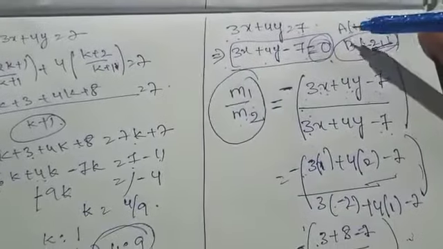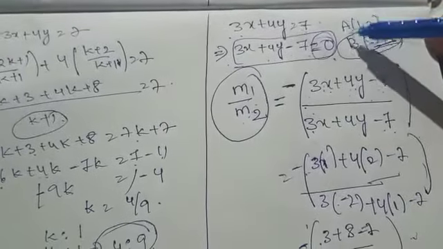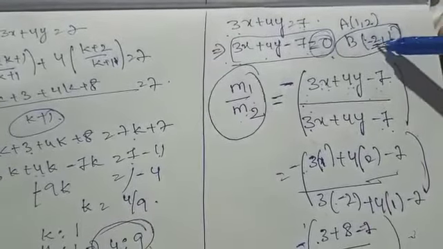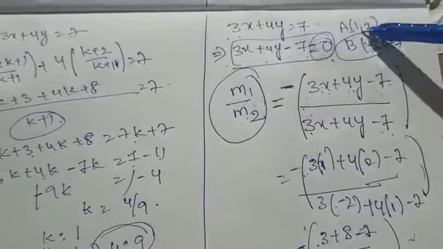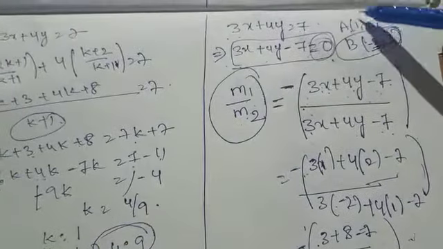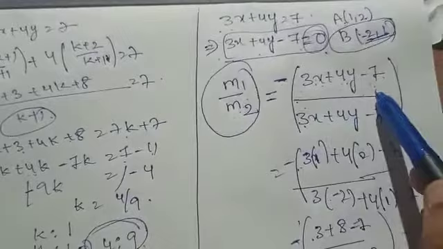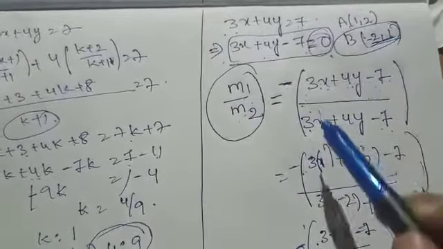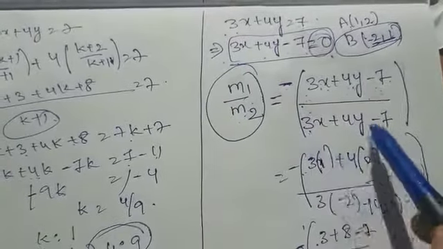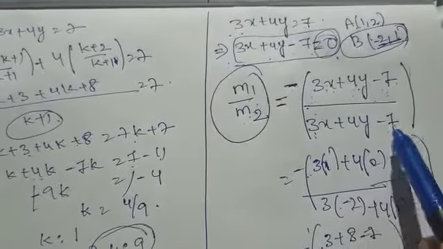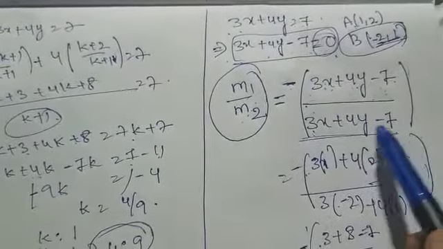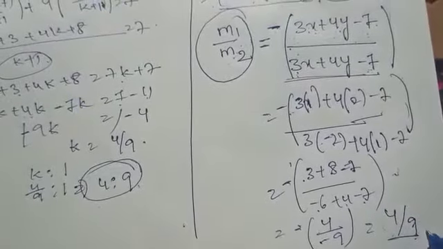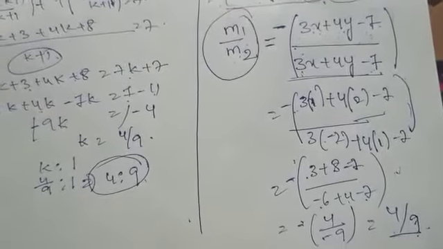And here the given endpoints of the line segment are A(1, 2) and B(-2, 1). Point A is substituted in the numerator, and point B(-2, 1) is substituted in the expression 3x + 4y - 7, which is the denominator. Finally we get 4 by 9. Is it clear?